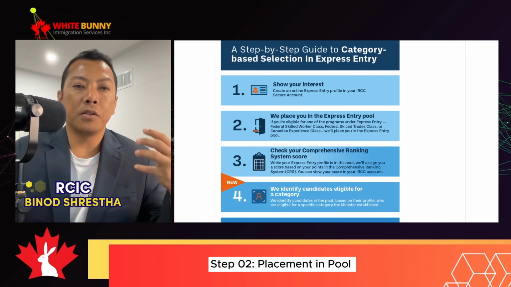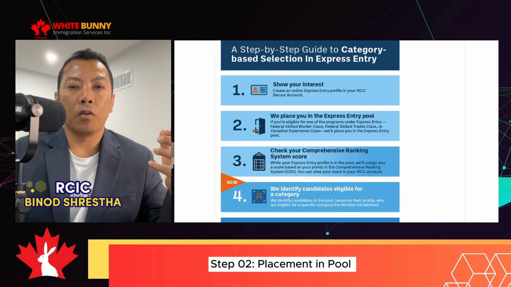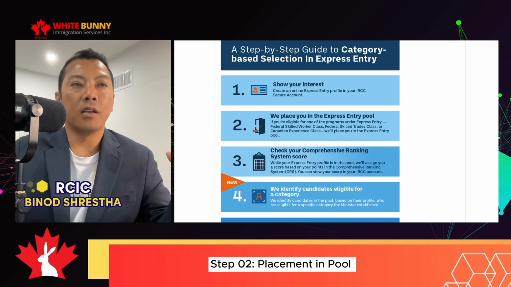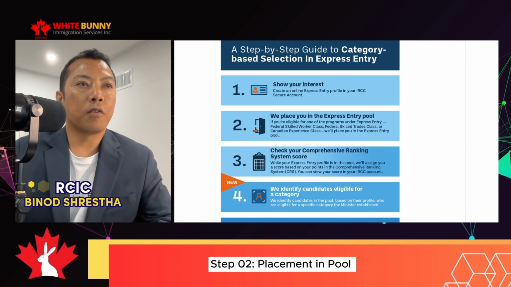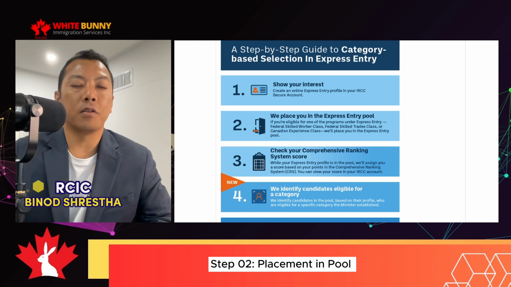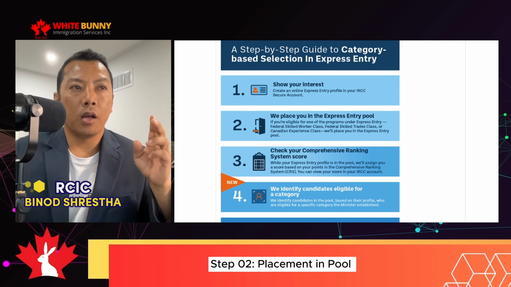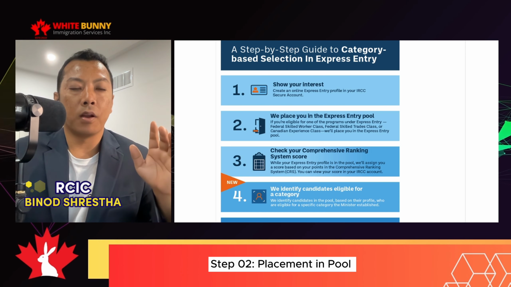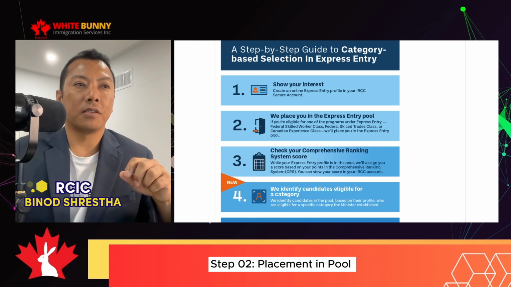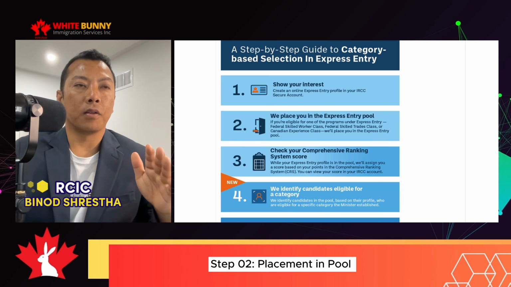After that, you get a score. That is what we call the Comprehensive Ranking System, the CRS score. And then you will sit in the pool and wait for the draw, right? If you're eligible for one of the programs under Express Entry, Federal Skilled Worker Class, Federal Skilled Trade Class, or Canadian Experience Class, we will place you in the Express Entry pool. So if you are under any one of these three categories and you are in the pool, out of these three, they will select your occupation. If that happens to be part of the category-based selection, they will place you inside of that particular pool.